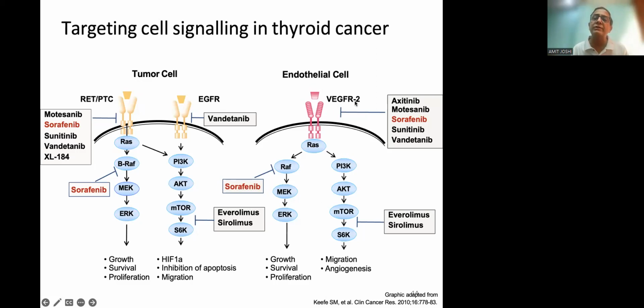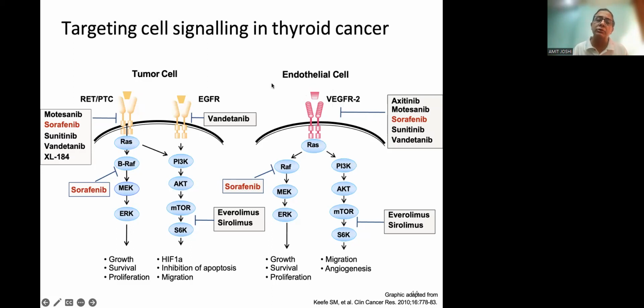So like the VEGFR, this is the pathway which is very commonly targeted in thyroid cancer and also in renal cell carcinoma. The drugs written here are also commonly used in the management of renal cell carcinoma. So the majority of the drugs being used are not tumor specific, they are pathway specific. If there is a VEGFR overexpression in the tumor, all these drugs will work. So in a tumor which is highly VEGFR expressing, all these work.